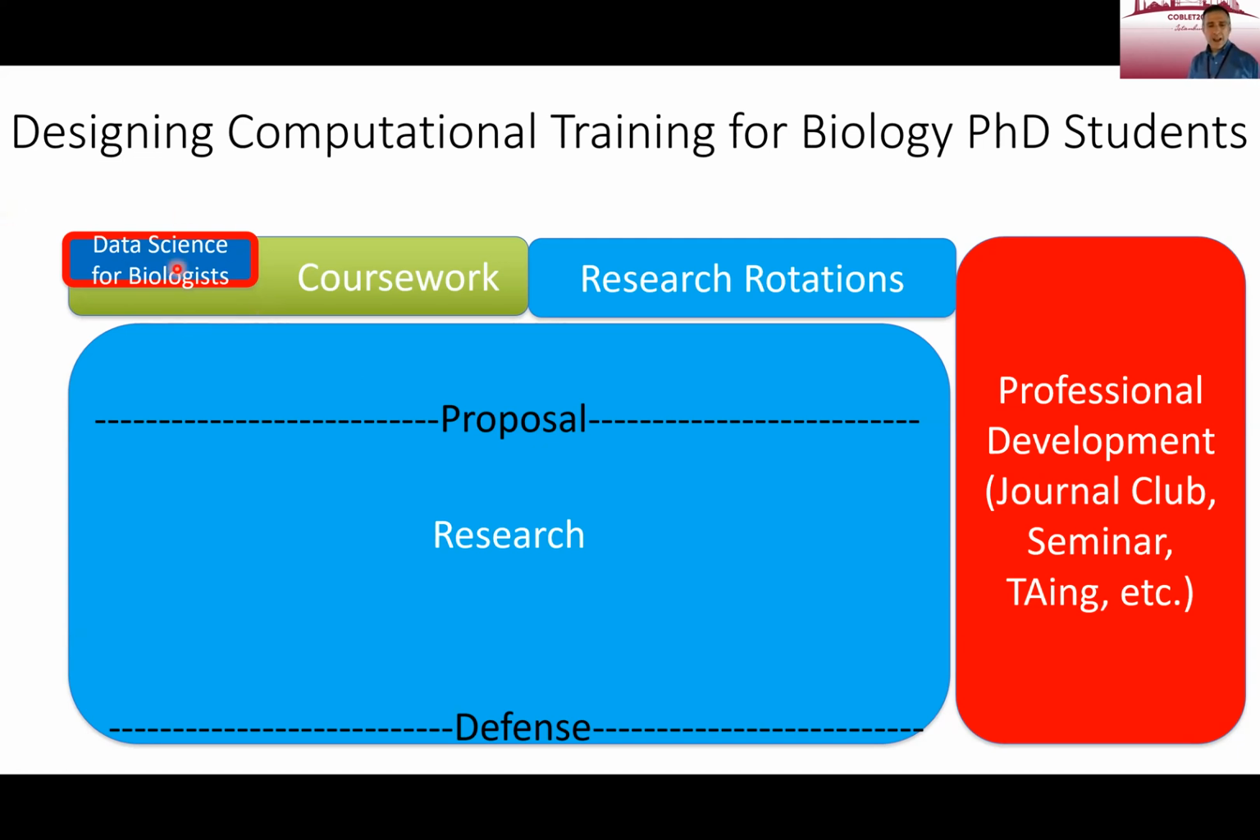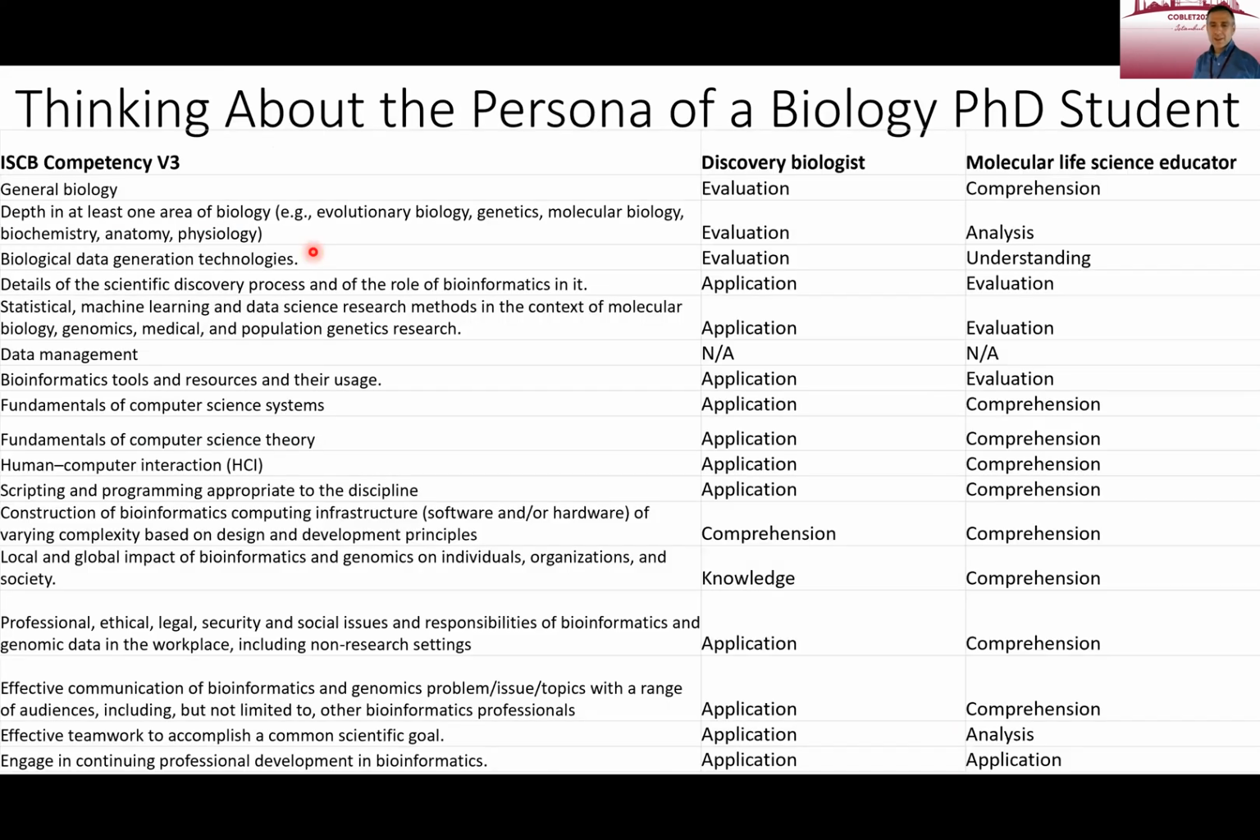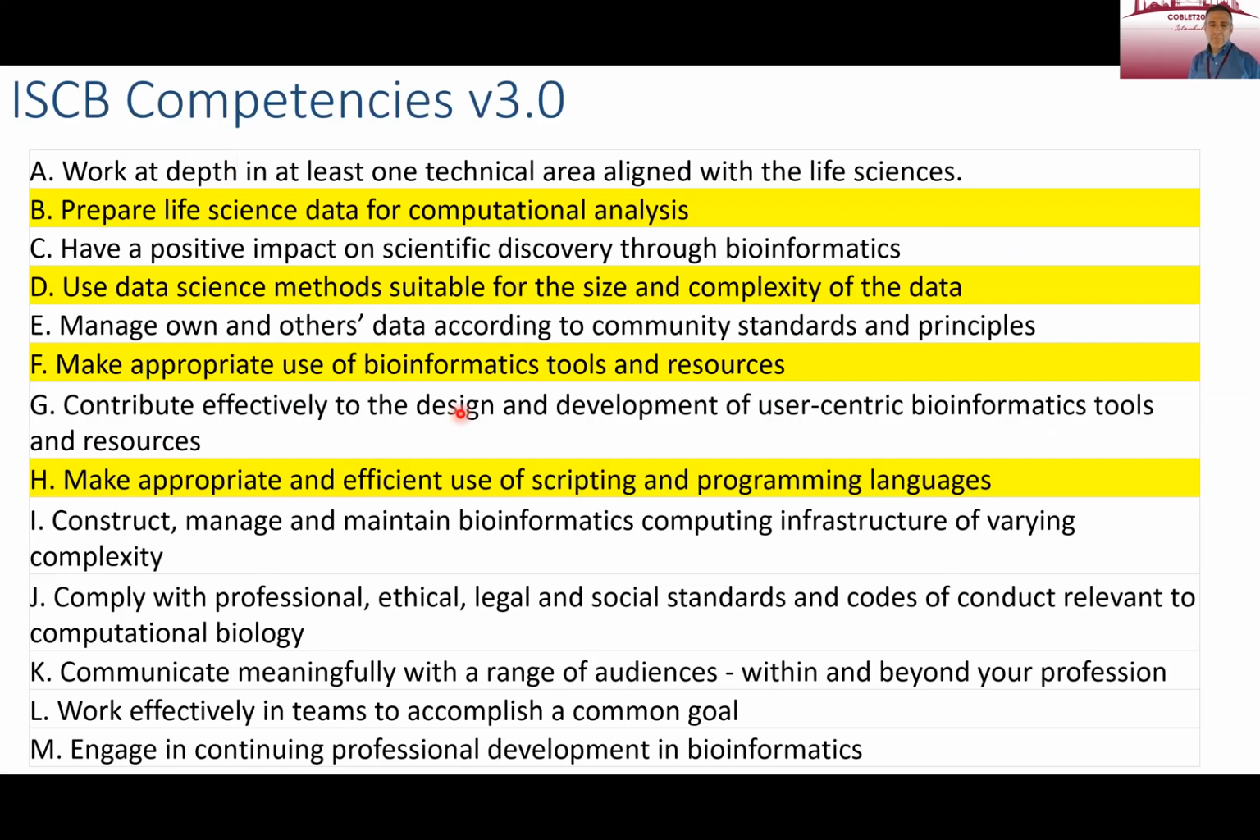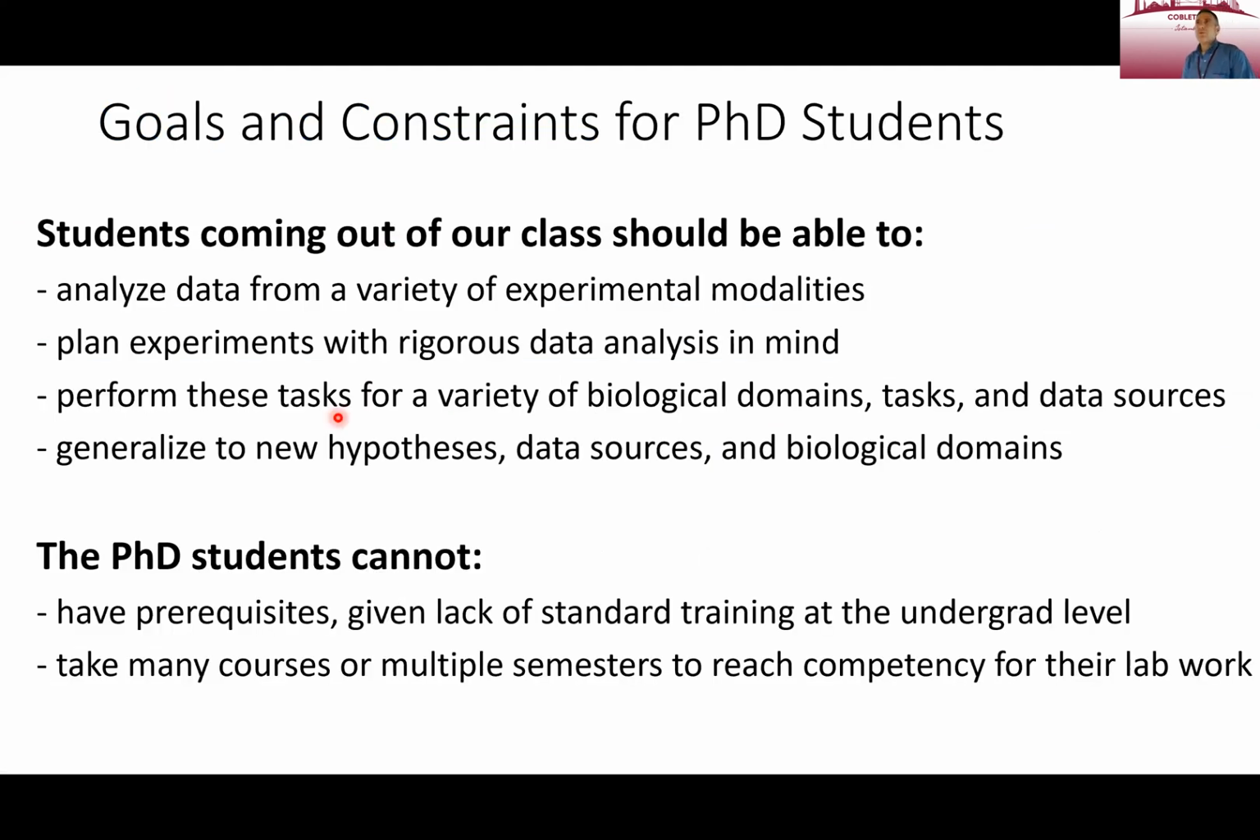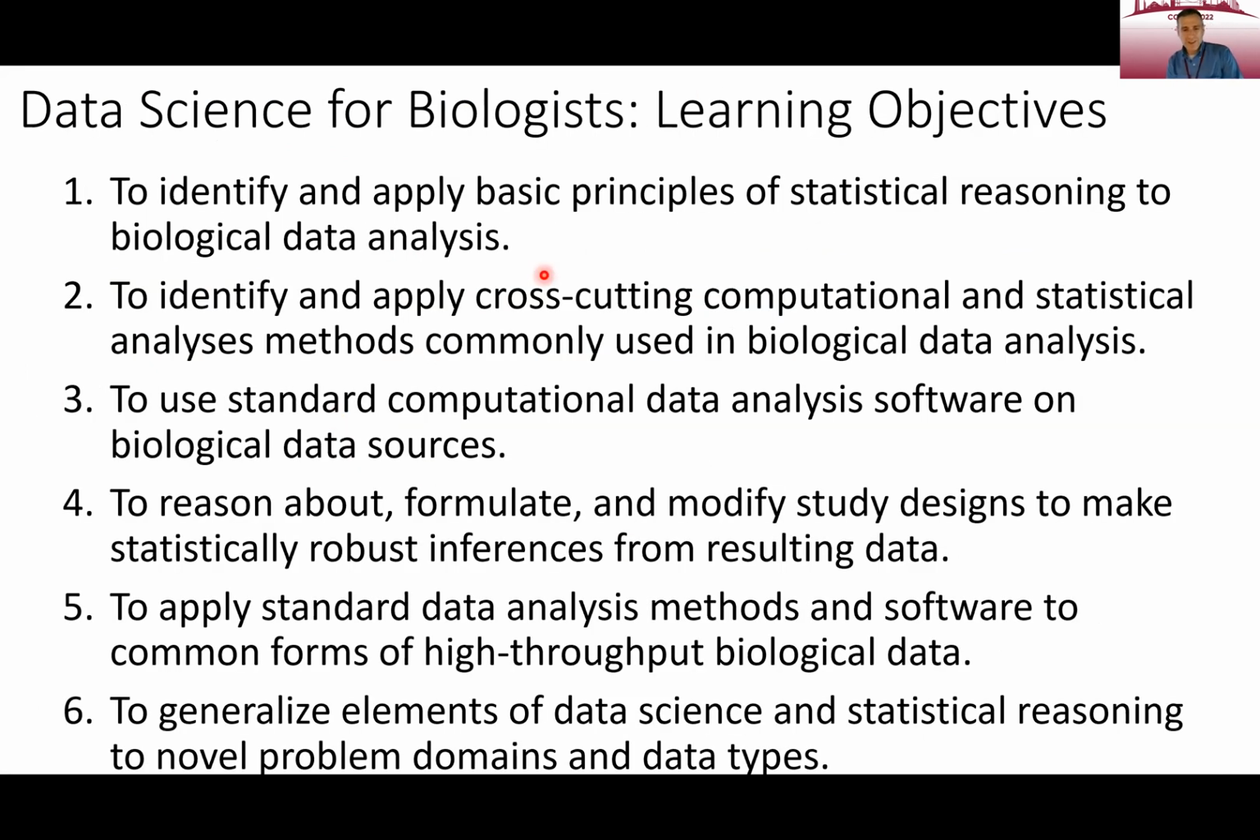It was put together in a class I developed with colleagues called Data Science for Biologists, where we could then start to think more rigorously about what is the persona of a biology PhD student, in our case, somewhere between what we call the discovery biologist or a molecular life science educator. They kind of needed pieces of those. How would that map into competencies? What is missing from their prior training that we felt we could put into this kind of class? And how we could accomplish that within the constraints of the overall PhD program. So once again, we put together some learning objectives I won't dwell on.